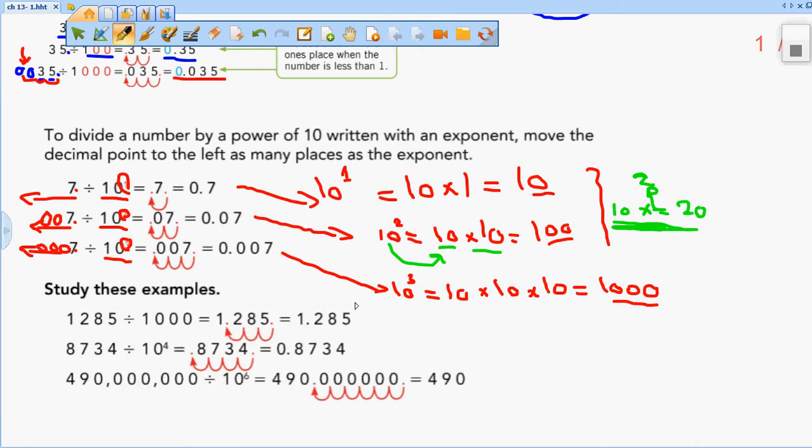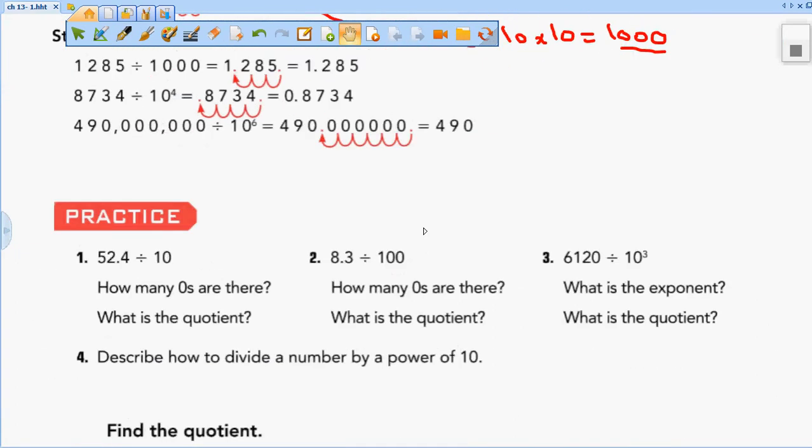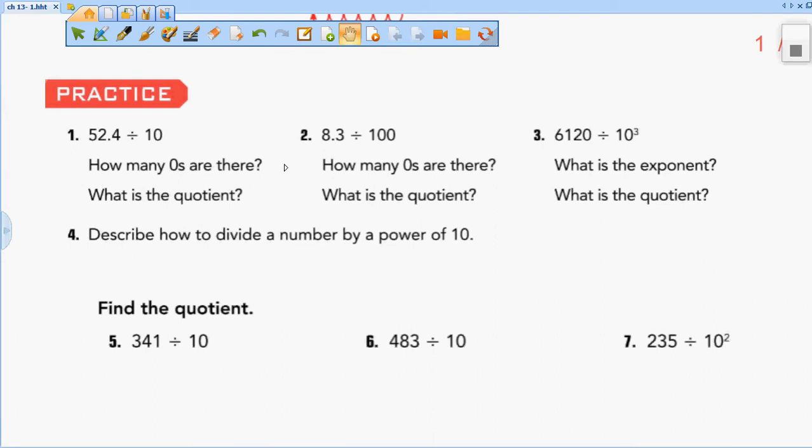Okay, boys, now let's go solve some problems or questions from our lesson. Look at the practice here in our lesson, chapter 13, lesson 1, how to divide numbers by powers of 10. Look here, I have 52.4 divided by 10. Again, here I have only 1 zero, so I have to decrease my value or move the decimal point to the left side only one place, because here I have only 1 zero. So the quotient becomes what?